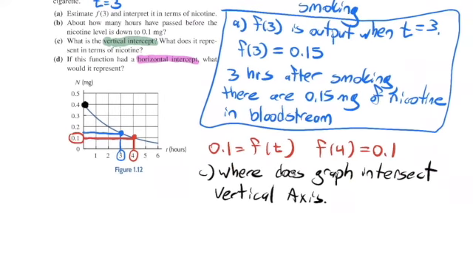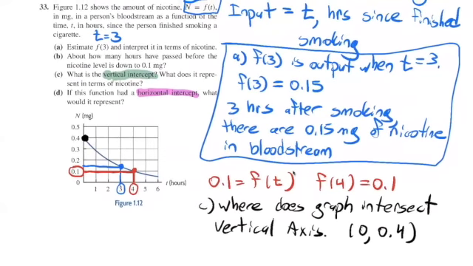And this is approximately at the point when the input is 0 and the output is about 0.4. So this would tell me that when it has been 0 hours since you finished your last cigarette, right when a person has finished smoking, the nicotine level in their bloodstream is 0.4 milligrams.